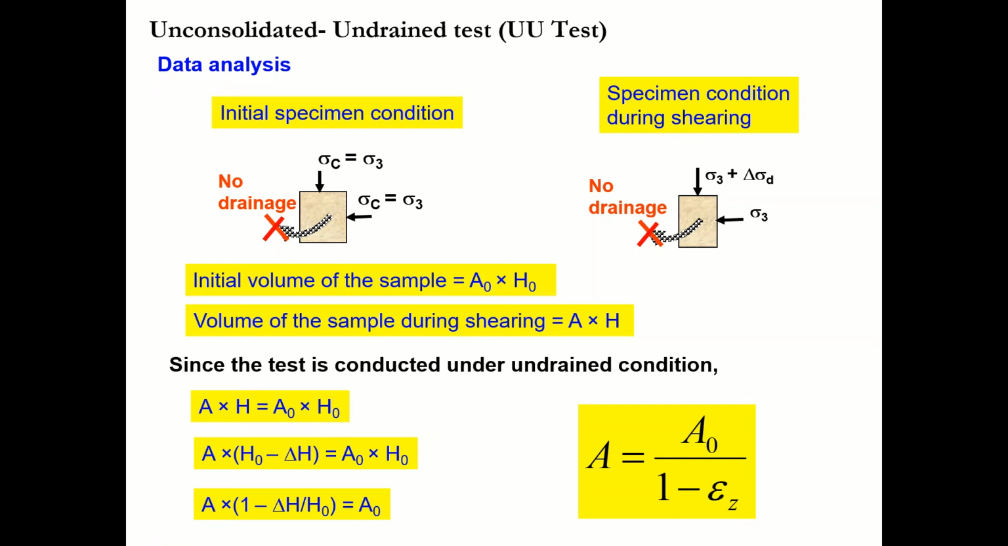there will be no dissipation of excess pore water pressure. So the volume of the soil sample will change, and we need to calculate the corrected area for the soil samples. Suppose we know the initial diameter of the soil sample, so we can calculate the initial area, and we know the strain at every loading, so we have to divide the initial area by 1 minus strain. So in that way we can calculate the corrected area at every strain.